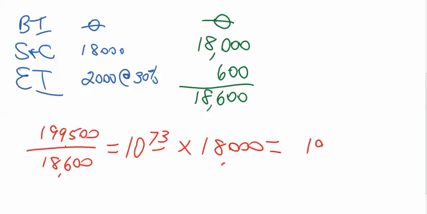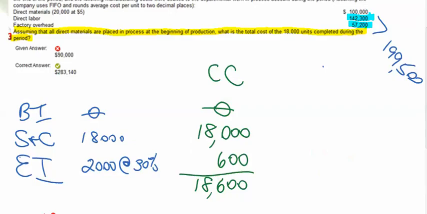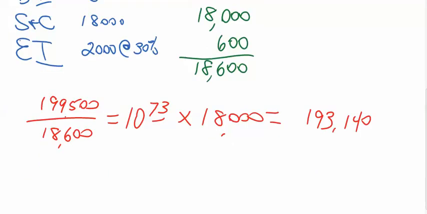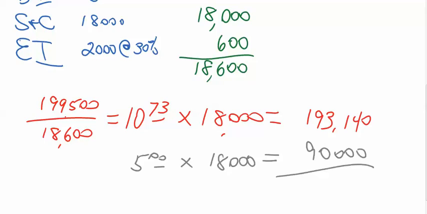That equals 193,140. Also, it tells me here that my material cost per unit is $5. Now, simple calculation then. We'll take the material cost of $5 per unit times the 18,000. That equals 90,000. Add these together, and I'm going to get 283,140.